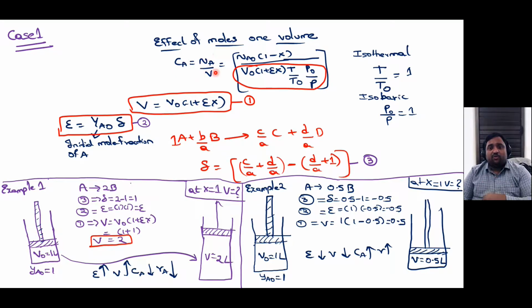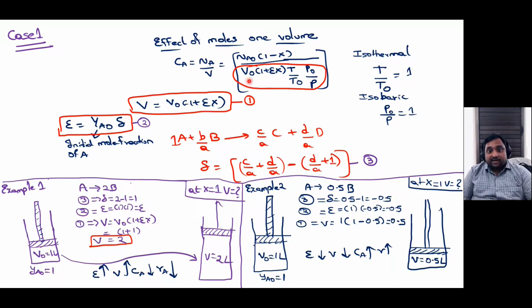Concentration is represented by moles by volume, and Na is equal to Na0 into (1 minus X). Volume is equal to initial volume into (1 plus epsilon X) into T by T0, P0 by P. X is conversion, T is the final temperature, T0 is the initial temperature, P0 is the initial pressure, P is the final pressure. Because we are discussing only the effect of moles, let us assume the initial temperature is equal to the final temperature, which is isothermal, and the initial pressure is equal to the final pressure, which is isobaric.